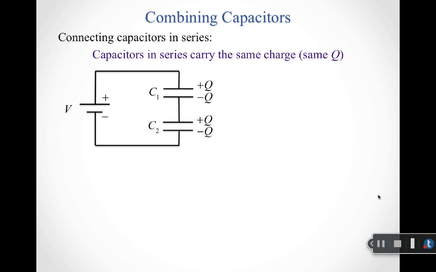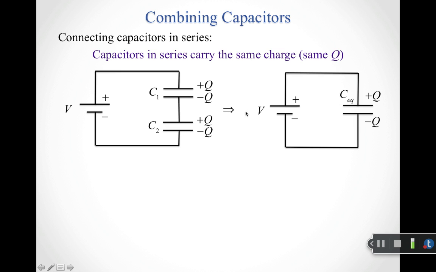All right, so let's use this information in our loop rule. So now I know that my capacitors in series carry the same charge. When I apply my loop rule, again, I can think of applying the loop rule here, or I can think of applying the loop rule over my combined circuit.